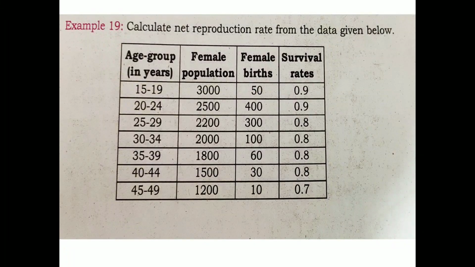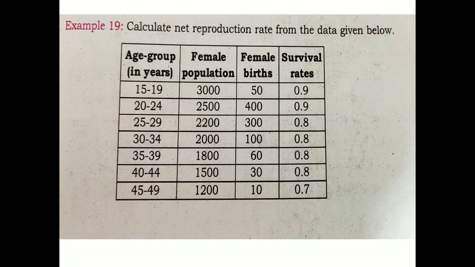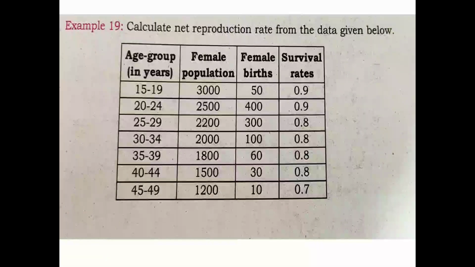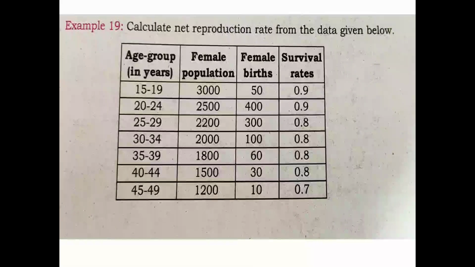Now what is our formula for NRR? NRR is equal to I into summation 15 to 49 WSFR into S. Now here S is there, survival rates are there, but you need to calculate WSFR. How will you calculate WSFR? WSFR is equal to female birth rate with respect to the age group divided by female population with respect to the age group into 1000.